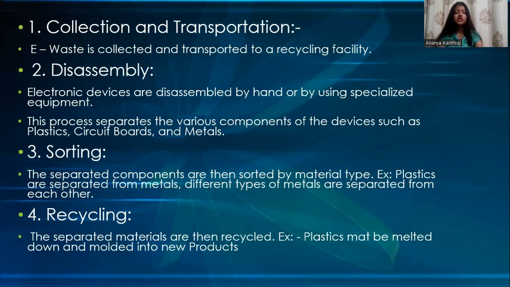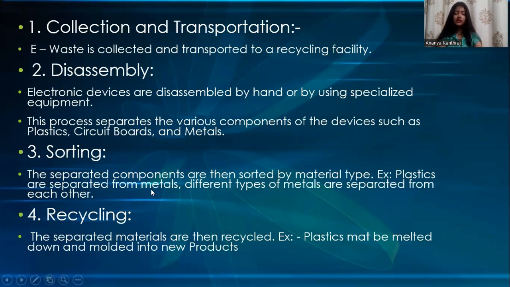Second is disassembly. Electronic devices are disassembled by hand or by using specialized equipment. This process separates the various components of devices such as plastics, circuit boards, and metals. Third is the sorting method. The separated components are then sorted by material type. For example, plastics are separated from metals. Different types of metals are separated from each other.